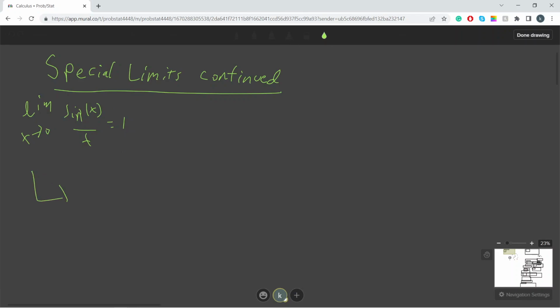And today in this video, we're going to cover two special limits. The limit as x approaches 0 of cosine x minus 1 over x. And we're also going to cover the limit as x approaches infinity of 1 plus 1 over x raised to the x. All right, so in the interest of time, let's jump in.